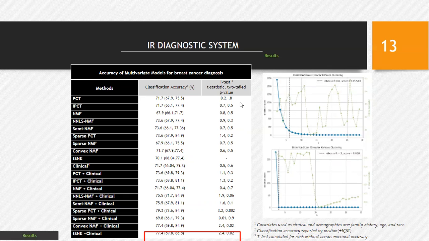The table on the left-hand side is the classification accuracy of the different eigen decomposition modalities, and the tSNE with the combination of clinical and demographics, which were the family history, age, and race, ended up being the second highest in their accuracy with 77.4%. The first highest belonged to the sparse PCT plus clinical and demographic information that actually had a 79.3% accuracy.